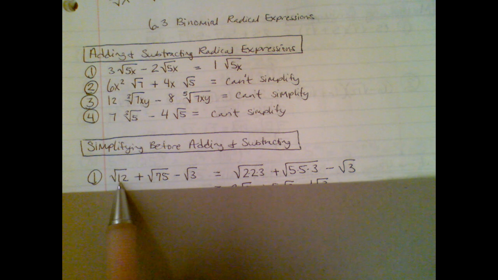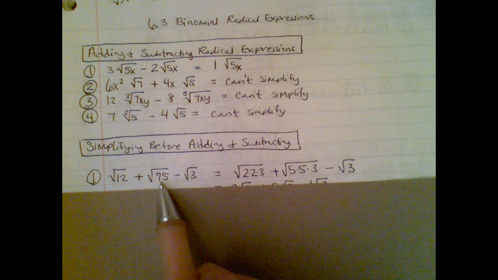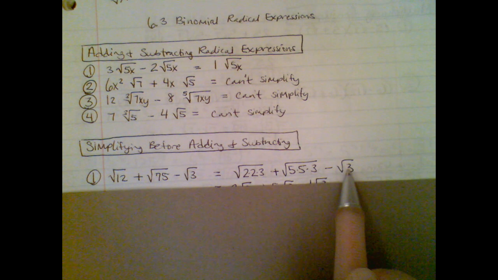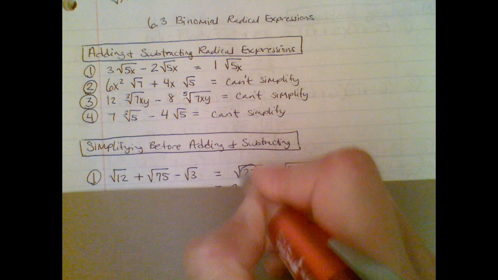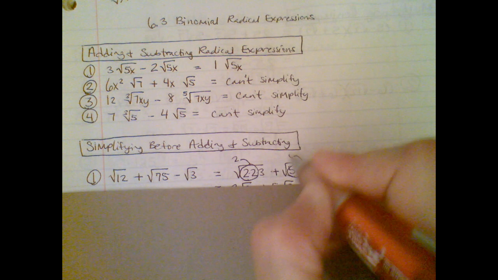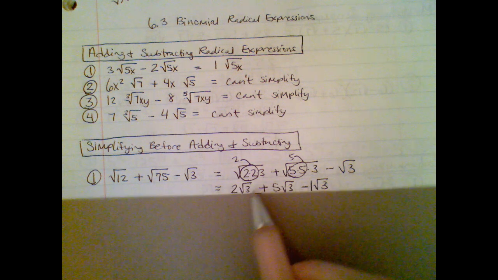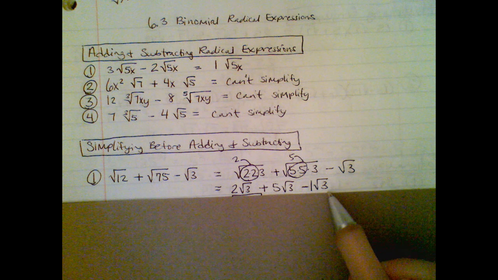So 12, if we do our factor tree for 12, we get 2 times 2 times 3. 75, we get 5 times 5 times 3. And then 3, we're just going to leave it as square root of 3. We're going to bring out our pairs because it's square roots. So we have a pair of 2's here, a pair of 5's here, and then no pairs here. So this is going to be 2 times the square root of 3, 5 times the square root of 3, minus, and then square root of 3.